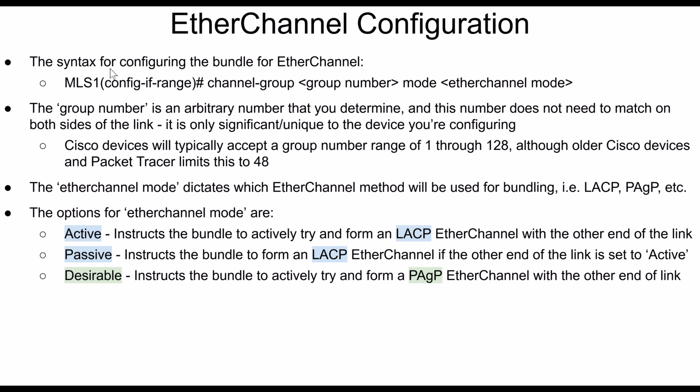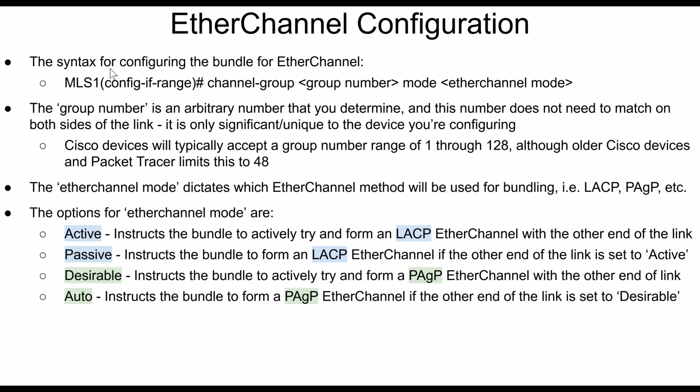Moving on. Desirable. This instructs the bundle to actively try and form a PAgP EtherChannel with the other end of the link. So basically the same as active, but for PAgP. Auto instructs the bundle to form a PAgP EtherChannel if the other end of the link is set to desirable. So this is the equivalent of LACP's passive. Okay, so active is the LACP equivalent of desirable, and passive is the LACP equivalent to auto.